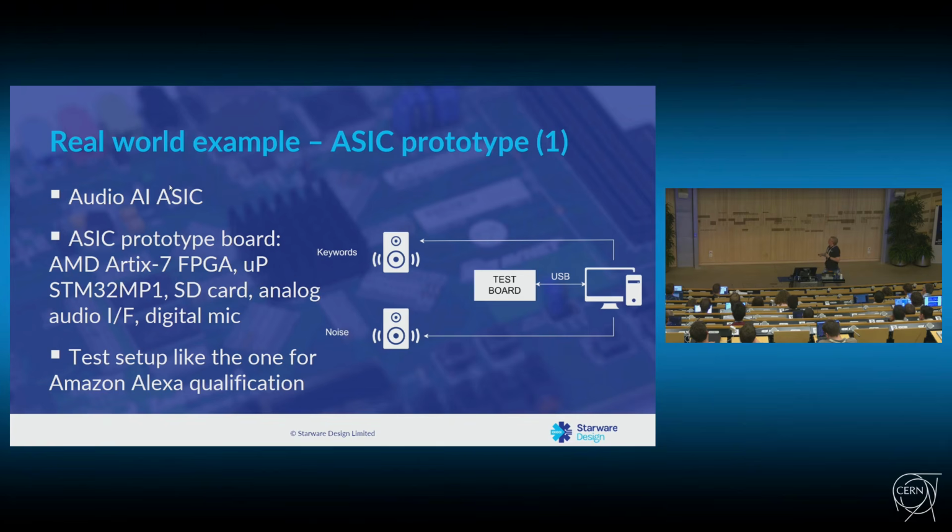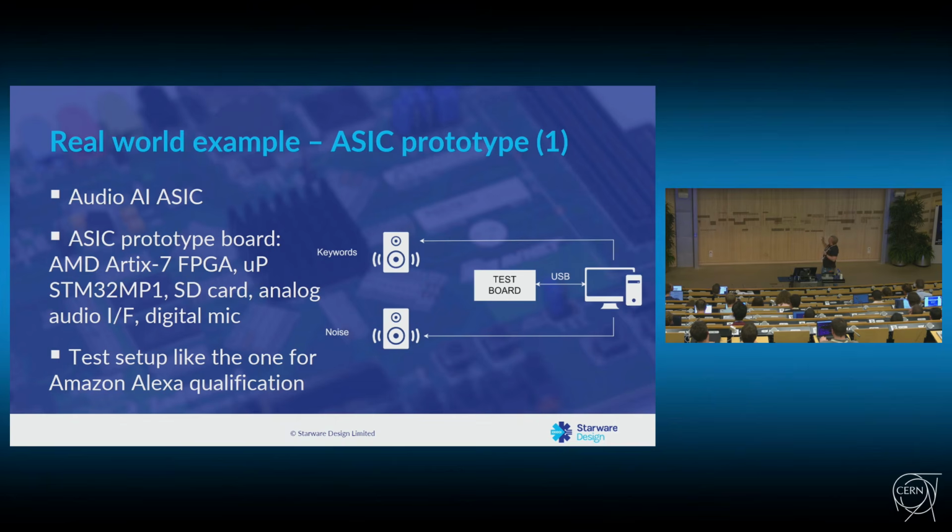Okay, so the last thing, I want to talk about a real-world example. This was a project that I did for a startup in California. It was about an audio AI ASIC, basically a kind of ASIC that can detect a certain number of keywords or acoustic events like glass breaking, etc. And so the client decided they wanted to have an FPGA board where you can put the ASIC design in it and do some testing to get it to potential customers, etc. So they had an FPGA, a Xilinx Series 7, with a microprocessor running Linux, an SD card, etc.